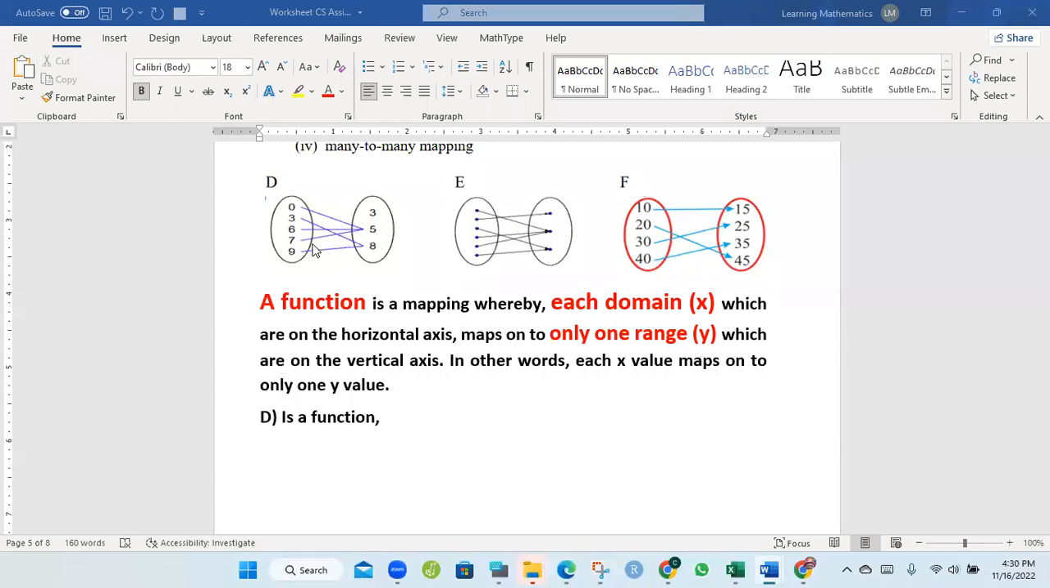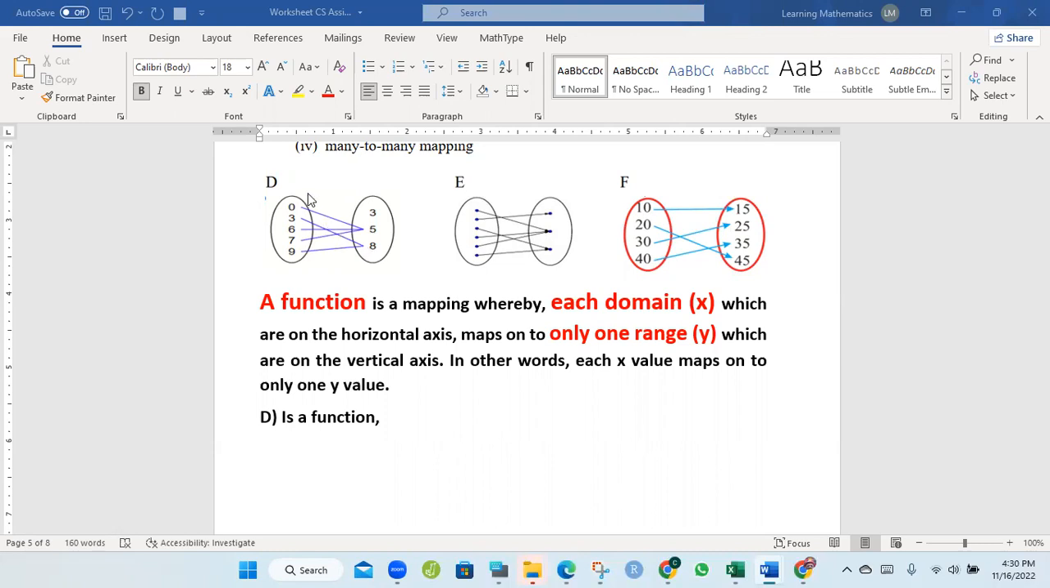Now let's see what type of a function it is. When we look closely, we're seeing both 6 and 7 mapping onto 5. So many mapping onto 1. 3 and 9 mapping onto 8. Well, not only 6 and 7, no. 0, 6 and 7 mapping onto 5. 3 and 9 mapping onto 8. So many mapping onto 1. So that's a many-to-one mapping, which is also a function.